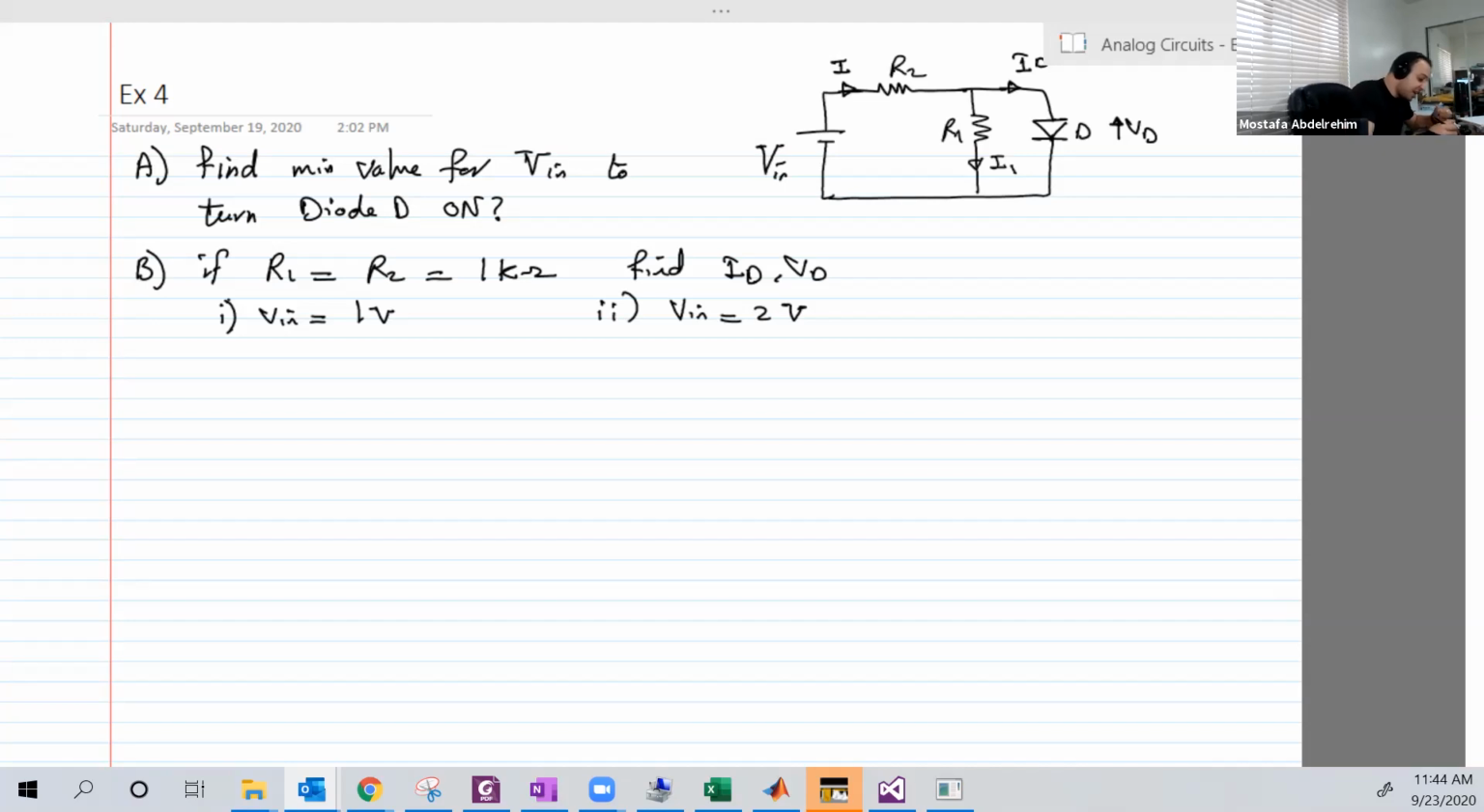So for that particular problem, we have a very simple circuit, just one diode, but the diode is connected in parallel to a resistor, which is R1 in that case. And we know that the diode needs 0.7 in order to conduct. And to conduct, again, the current should be flowing from P to N and positive value.